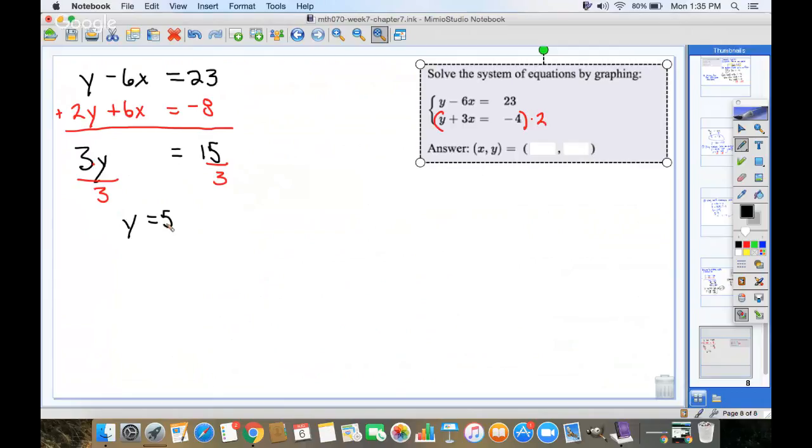So it doesn't matter which variable you choose to eliminate. Usually one will be easier than the other, but not always. And then we continue with our next step. We plug that into one of these equations, doesn't matter which one. So I'm going to plug it into the first one. So that gives me 5 minus 6x equals 23. No like terms here, so I'm going to subtract this positive 5 over to the other side.